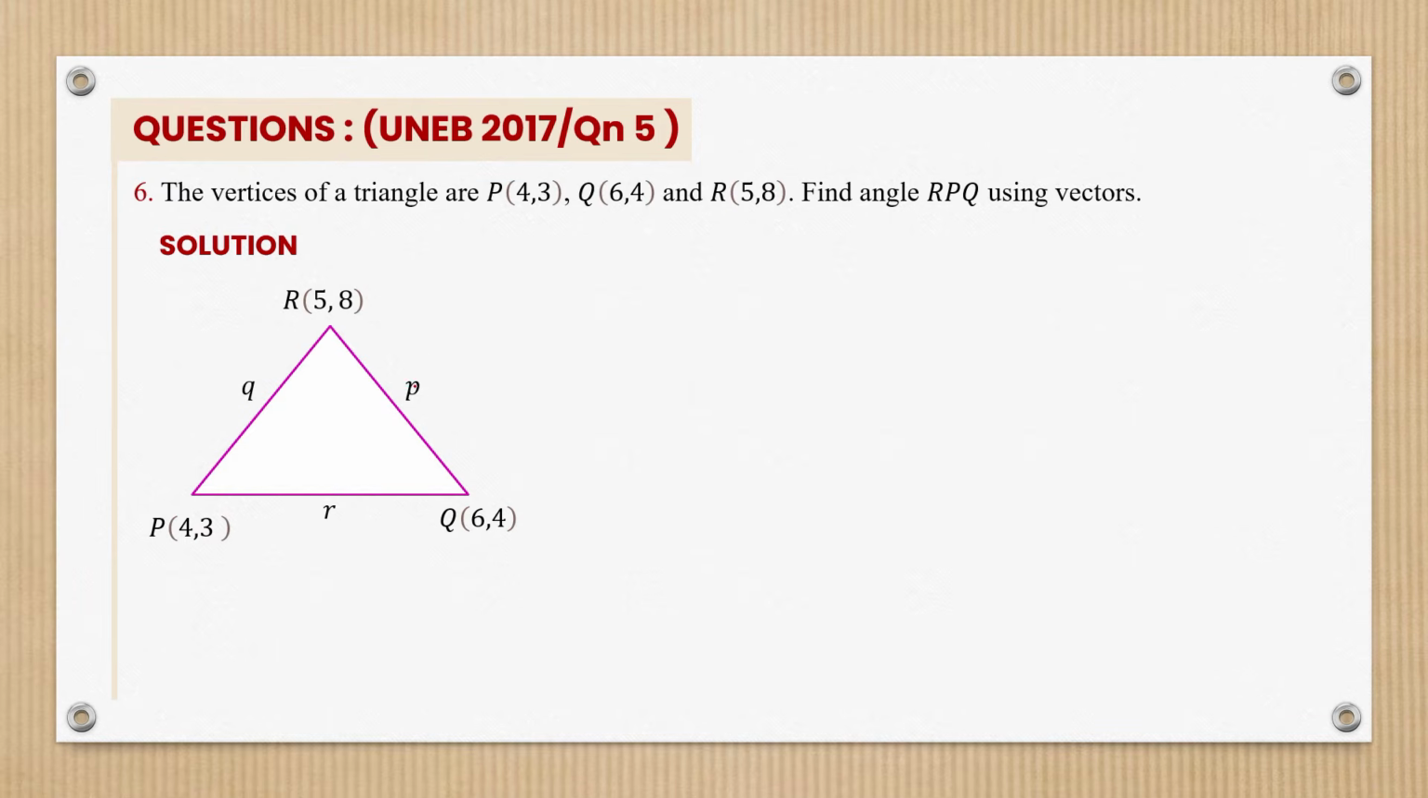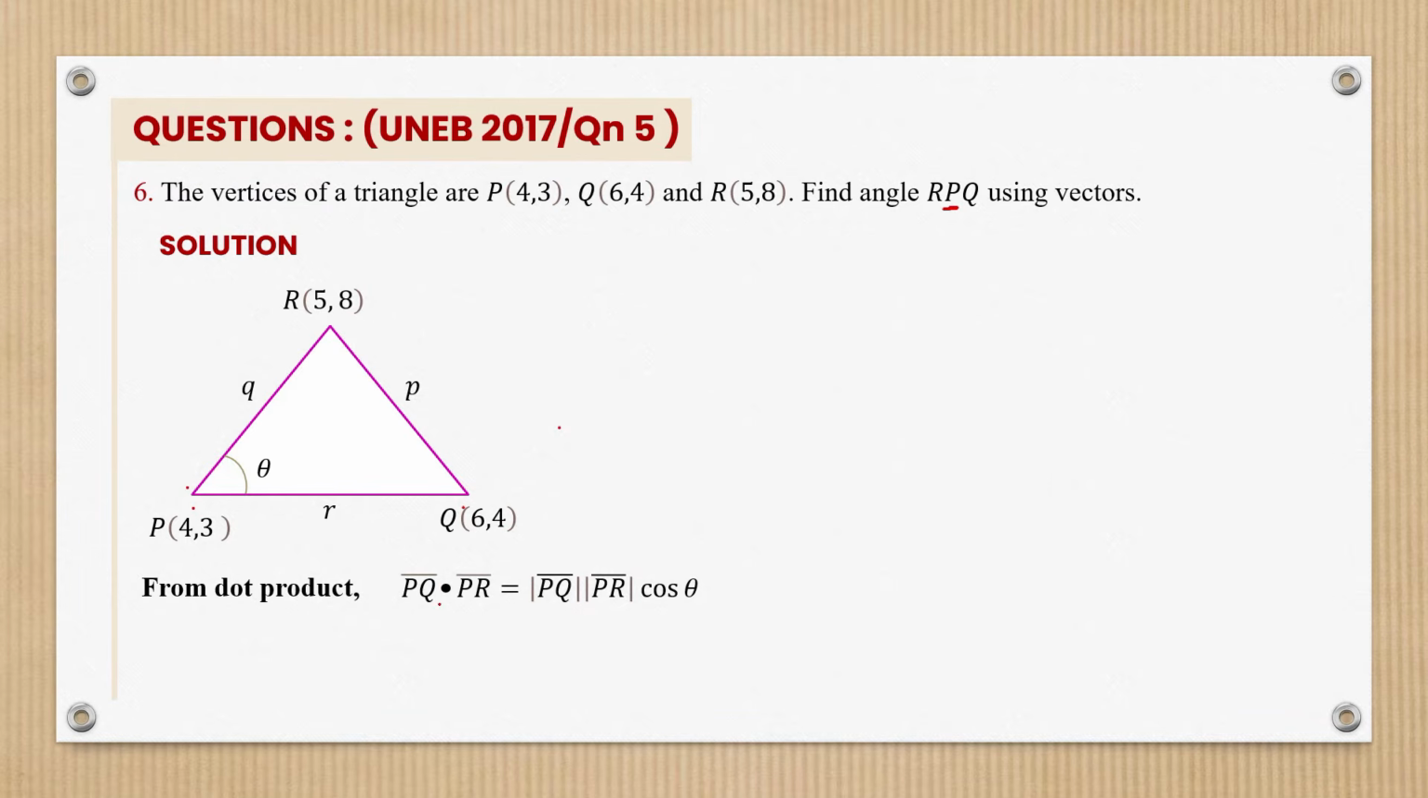Now remember that this small p is also what we represent as OP. This is also what we represent as OQ. And this is also what we represent as OR. Now from dot product, we've been told to find the angle RPQ. That means we're dealing with the angle at this point. So that means we're looking at it this way. So we're going to be looking at the vectors PQ and PR.